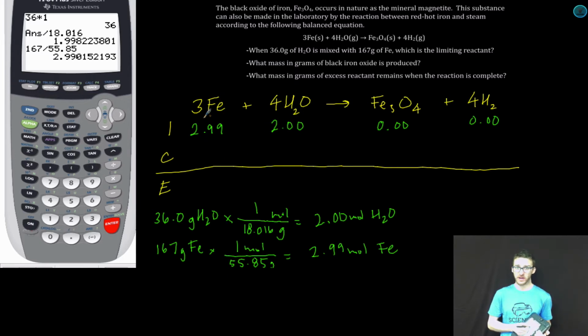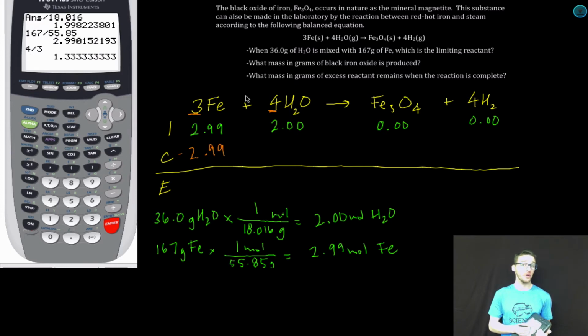I'm going to start with iron. I'm going to assume that this is my limiting reactant and it's completely used up, which means that this will decrease by a value of 2.99. Next, I have to determine the change in number of moles of water. Come back to the stoichiometry. How does the number 4 compare to the number 3? It's 1 1/3 times as big. So if this decreases by 2.99, this is going to decrease by 1 1/3 times as much, or 3.99 moles.